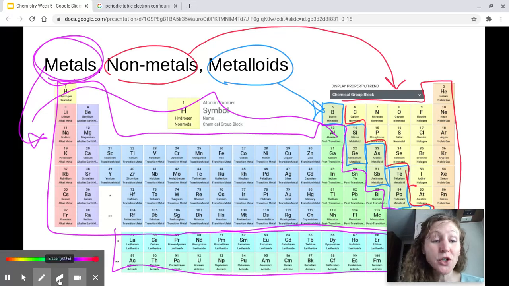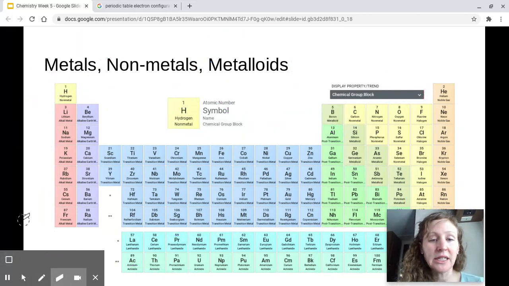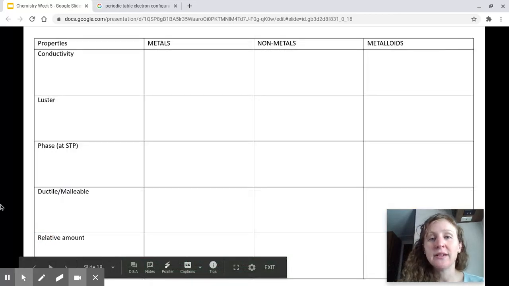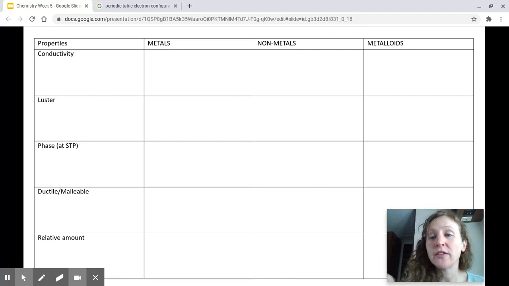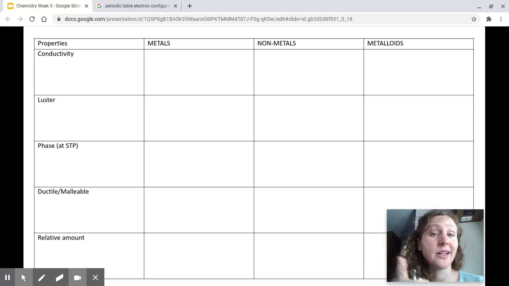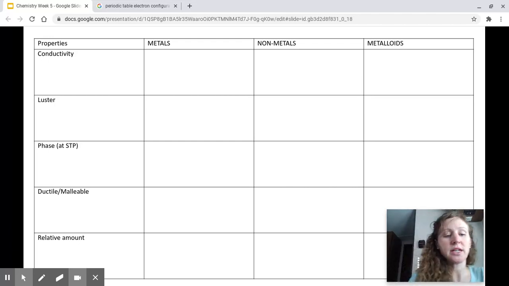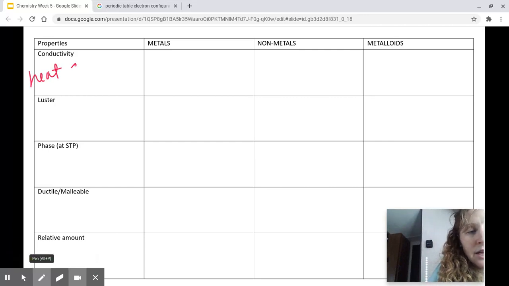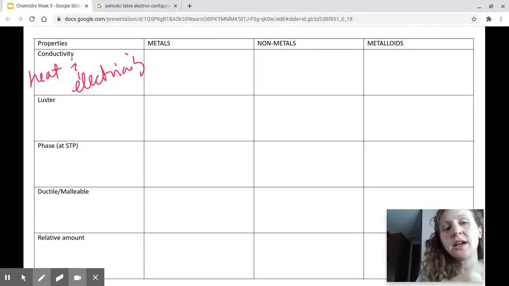So I'm sure you've talked about this before. I want to take a minute and recap what you know. Now would be a good time to pause the video and try to fill out this chart. What do you already know about metals, nonmetals, and metalloids as far as their conductivity? So conductivity means their ability to transmit heat and electricity. So energy. How good are they at passing on energy?